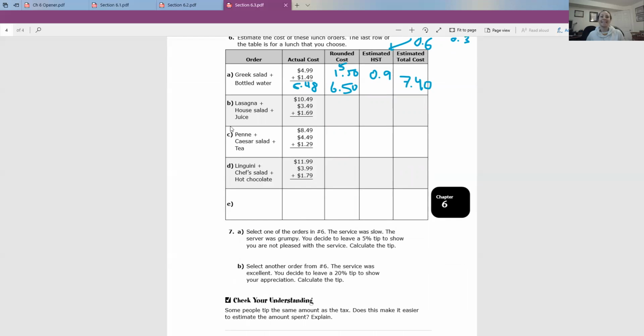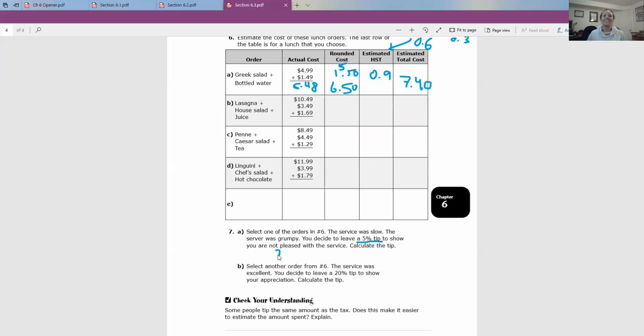For 7A, I will kind of start you with it. You can select any of the orders that you want. You're going to pretend that your server was really slow, they were grumpy, they weren't nice to deal with. So you're going to only leave them a 5% tip because you were very unhappy with the service. You need to calculate the tip. Take your total cost. Okay, you're not allowed to use my numbers. Do it on your own.